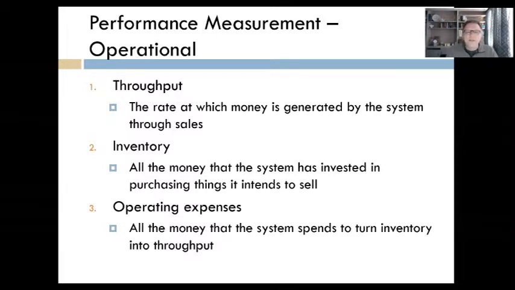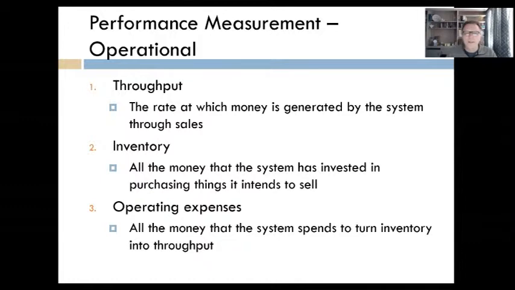In his theory of constraints, he also says, hey, listen, there's some performance measurements that you have to balance. You have to optimize these. There's throughput, and we looked at throughput a few chapters ago. We looked at it for product, now it's about money: the rate at which money is generated by the system through sales. Remember, it's all about making money.